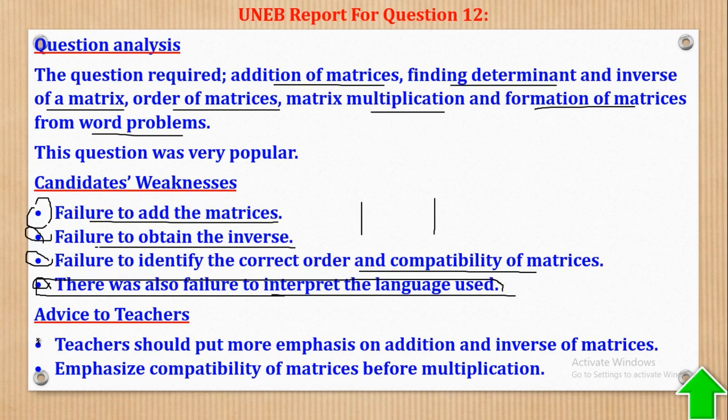So they advise that teachers should put more emphasis on addition and inverse of matrices because they are common. Then two, emphasize compatibility of matrices before multiplication. So students have to first check the order of matrices, which one follows what, because if they are not compatible, the multiplication cannot come out.